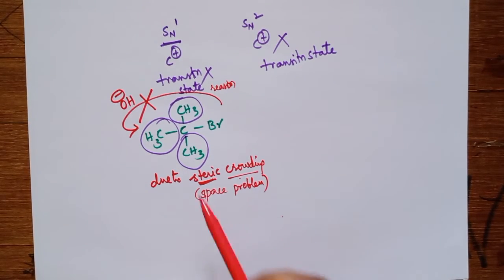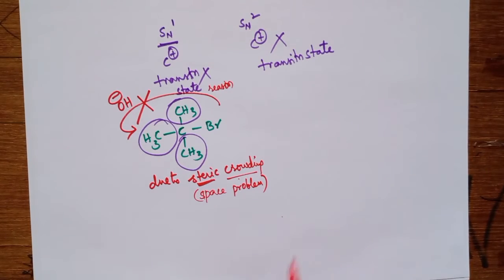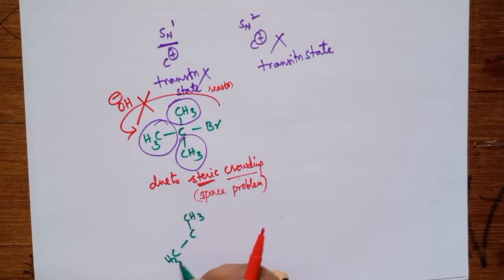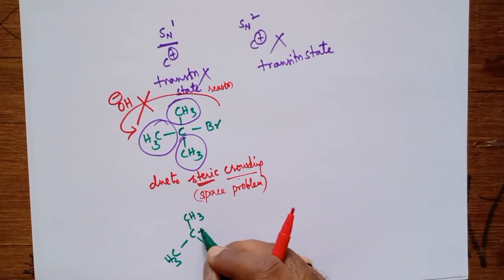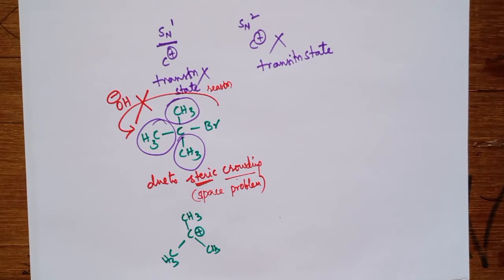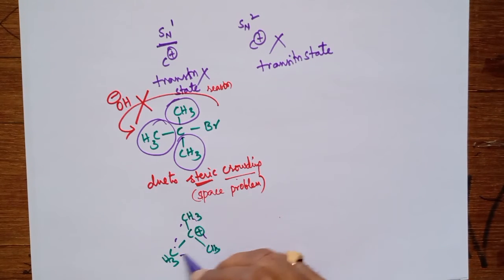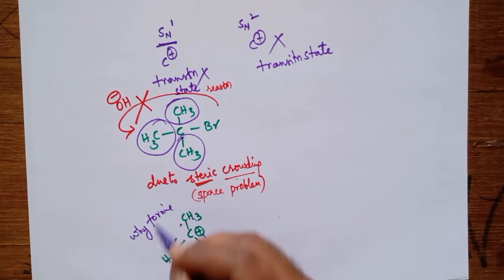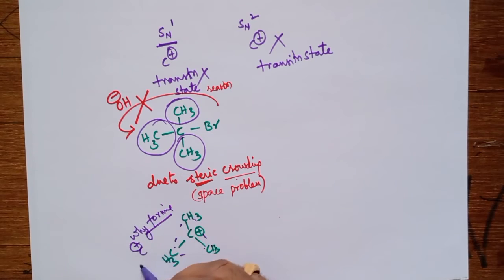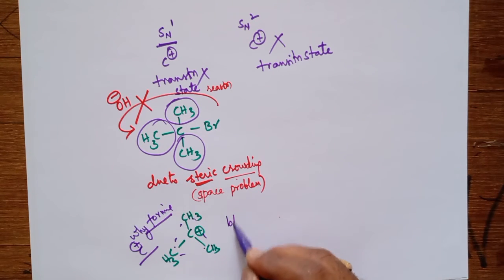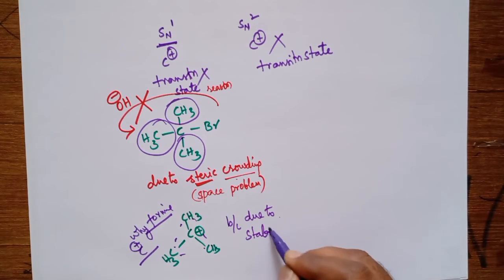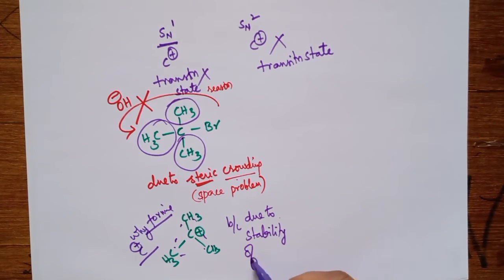Right. So why is the carbocation forming? Because of the stability of the carbocation. Why is the carbocation forming? What is the reason for that? Due to the stability of the carbocation.